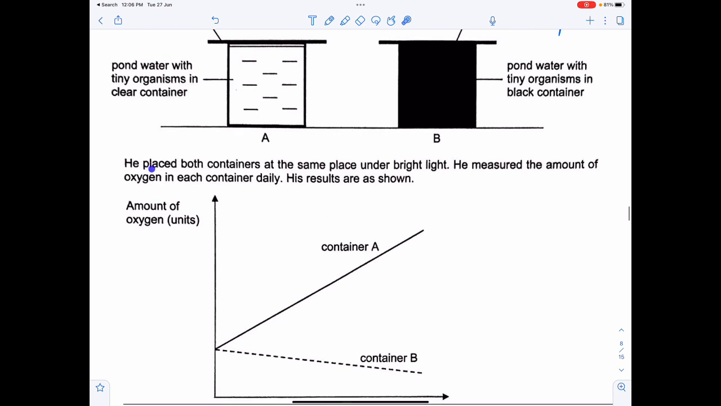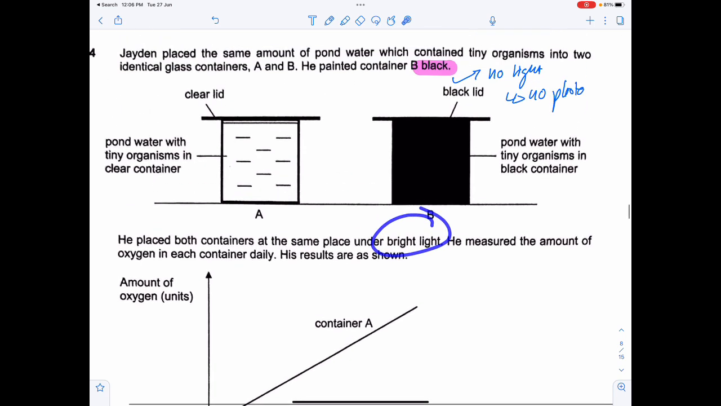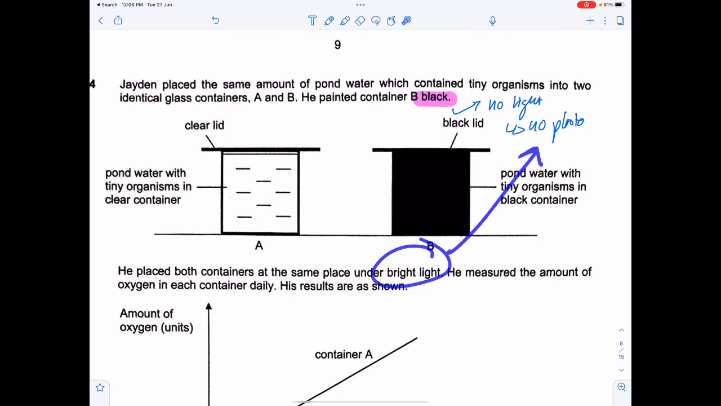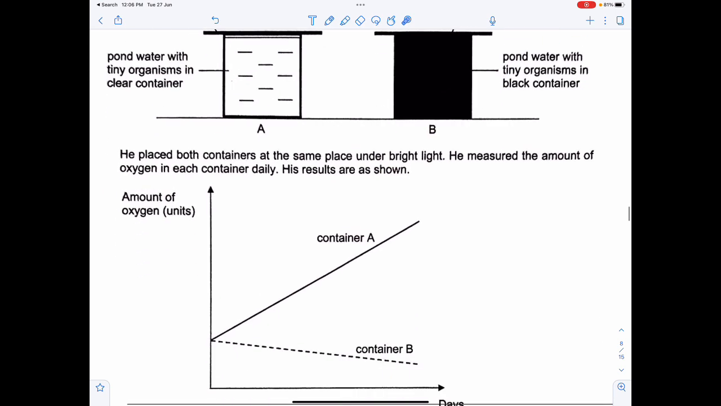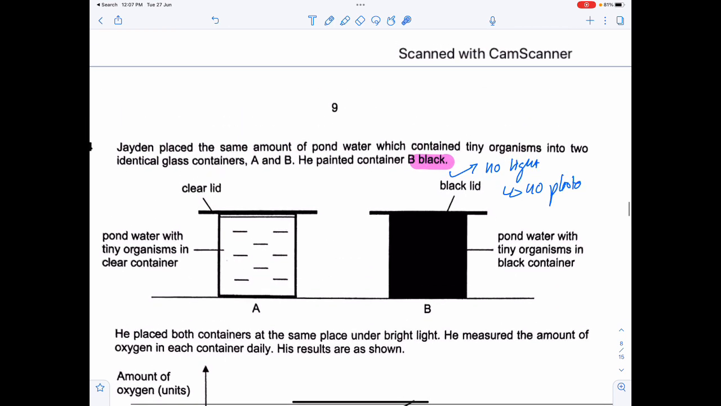Then after that, he said that he placed both containers in the same place under bright light. So when I see the bright light, it confirms that probably it's got to do with photosynthesis, right? And then he measured the amount of oxygen in each container daily. So I see the word oxygen, and I remember I'm talking about photosynthesis. So then I relate these ideas together. Yeah, okay, it makes sense because it's probably about photosynthesis, because when an organism photosynthesizes, it produces oxygen, right?